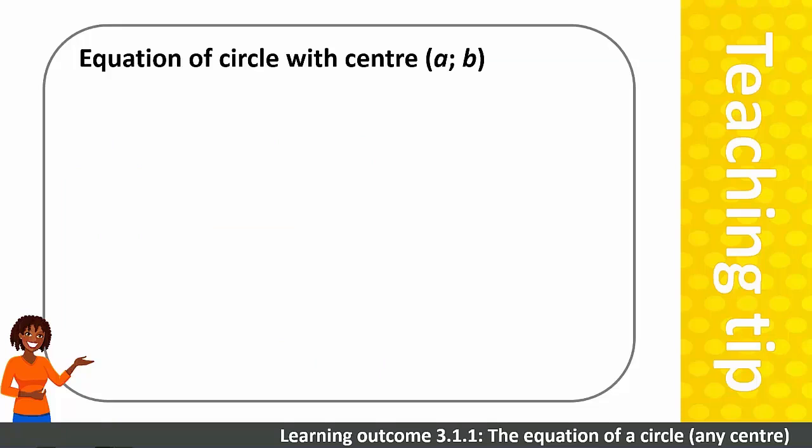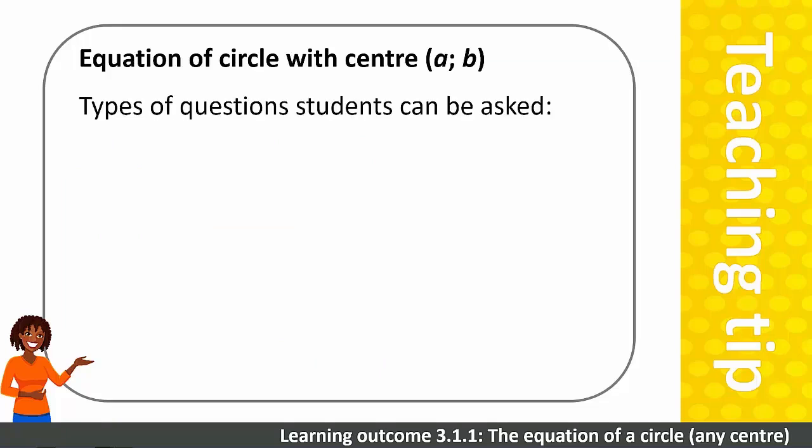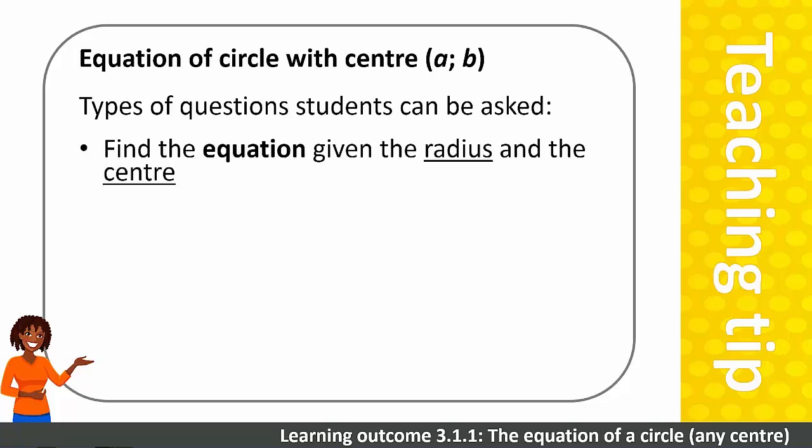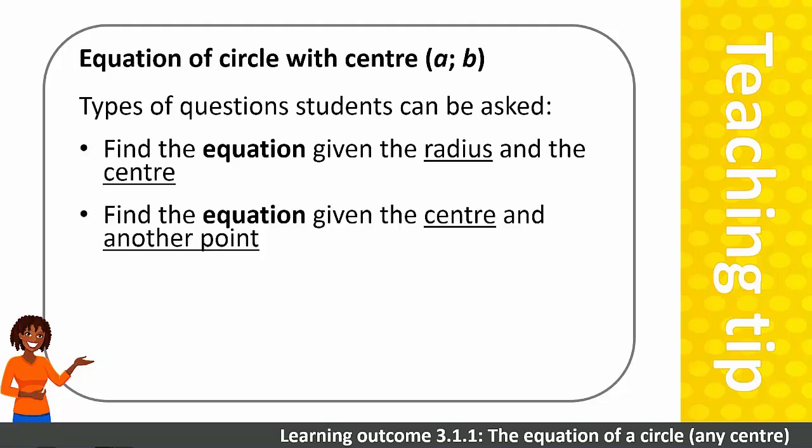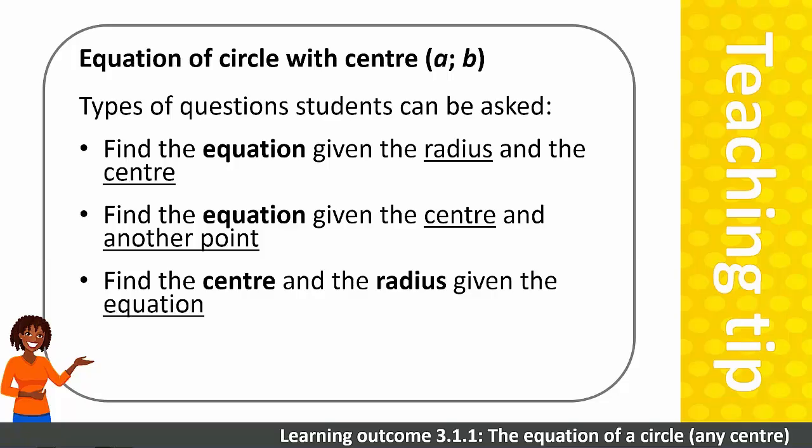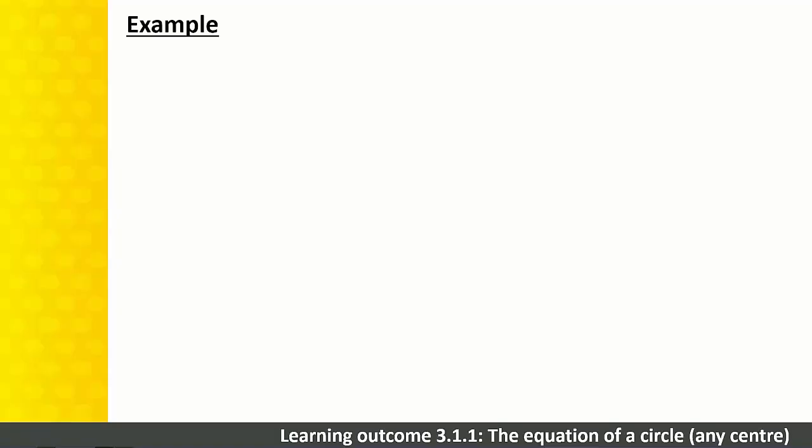Teaching tip. Let's have a look at the kinds of questions that can be asked with the circle center not at the origin. Students could be asked to find the equation given the radius and the center. Find the equation given the center and another point. Find the center and the radius given the equation. Remind students that they need to complete the square for this kind of question if the equation is not in the correct form. Let's work through an example.